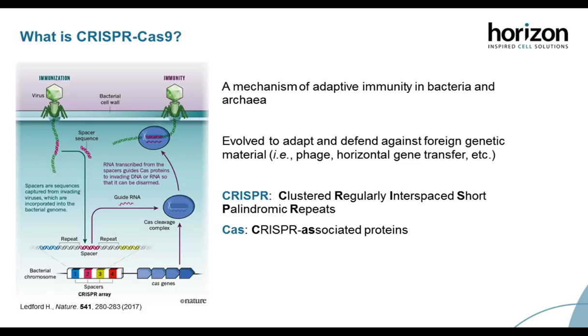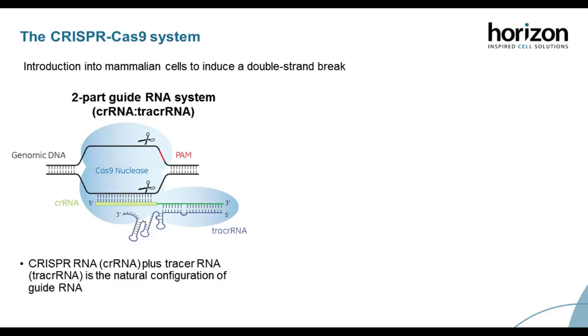And it's this ability for the CRISPR RNAs and the Cas proteins to bind to one another and to cut DNA in a double-stranded fashion that is the foundation for CRISPR gene engineering. So essentially it is using these Cas proteins and these CRISPR RNAs to cut DNA. So CRISPR-Cas9 was adapted for use in mammalian cells by essentially introducing this bacterial system into mammalian cells.